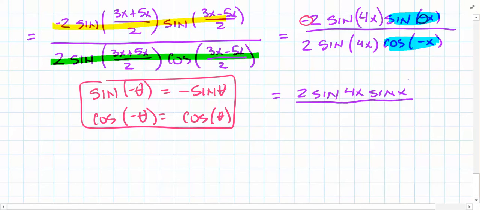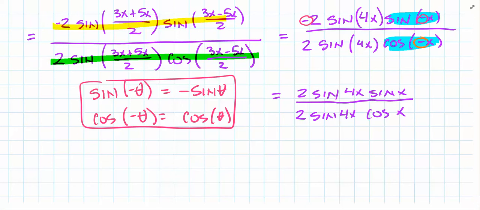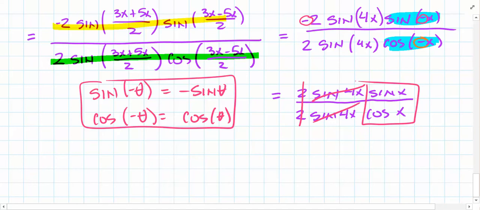In my denominator, right here, the cosine of negative x is going to become positive cosine x because of the even odd identities. So that's just going to give me 2 sine 4x cosine x. Anybody see anything fun and exciting happening here? Because we are multiplying everything on the numerator and everything on the denominator, we have earned the right to cancel. So this whole piece and that whole piece becomes a 1. And look what you're left with: sine x over cosine x, which is just what? Very good.